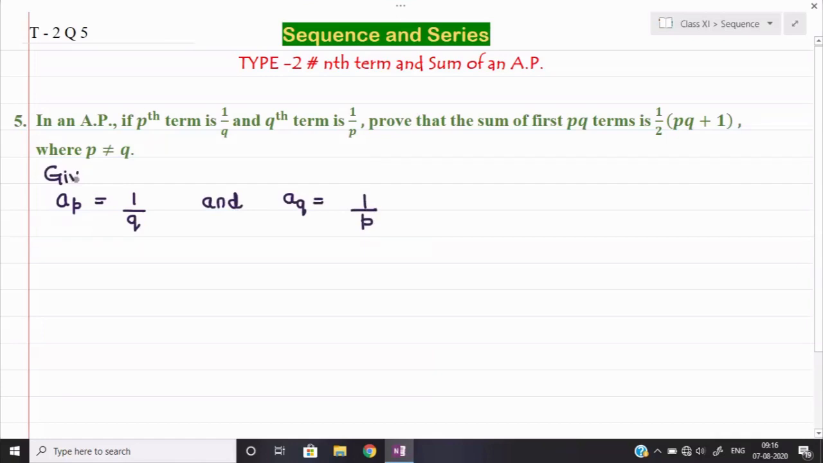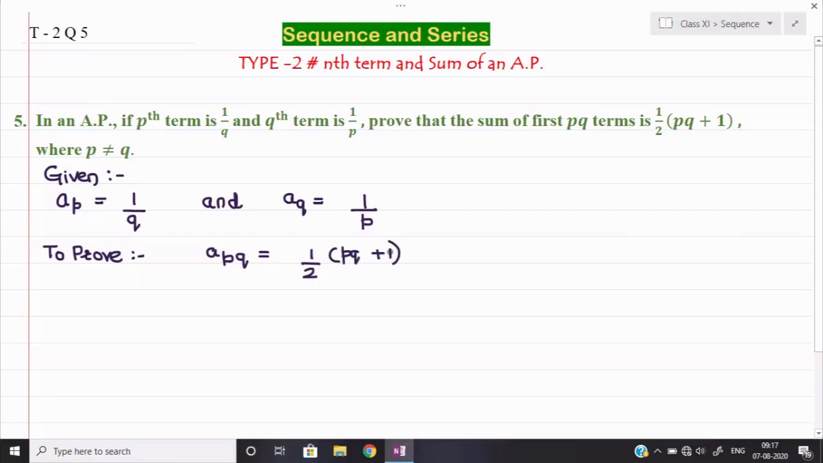First of all we shall make it clear what we have to prove and what is given in the question. We have given these two things: the Pth term is 1 upon Q and the Qth term is 1 upon P. Then what do we need to prove here? We need to prove the sum of PQ terms. Means if I say sum of 10 terms, then similarly the sum of PQ terms, so APQ is equal to, they are saying, 1 upon 2 into the bracket (PQ plus 1).